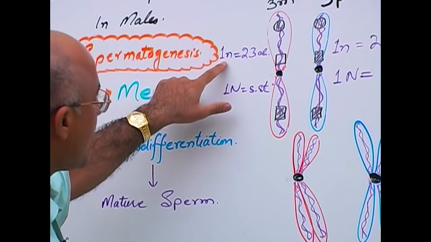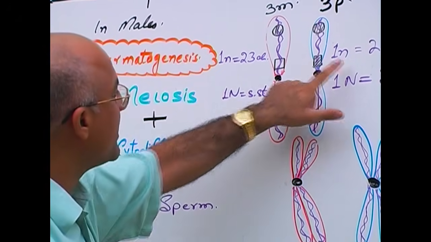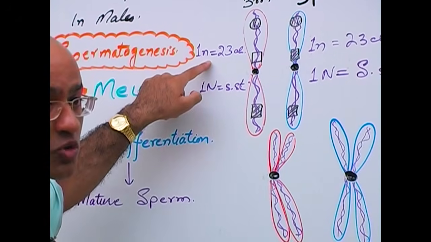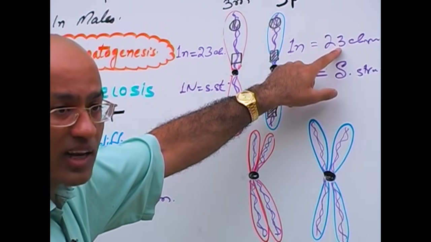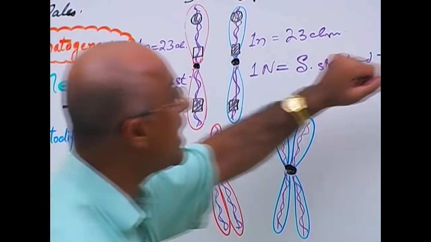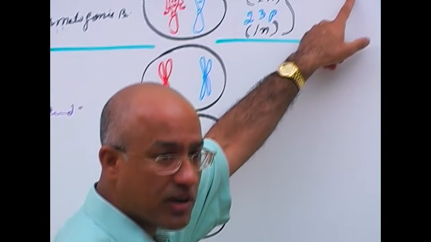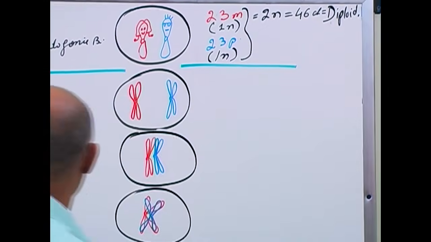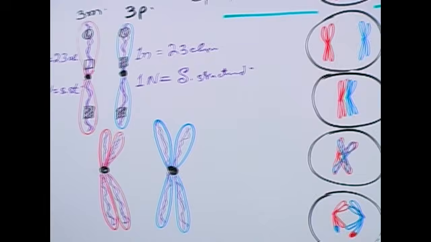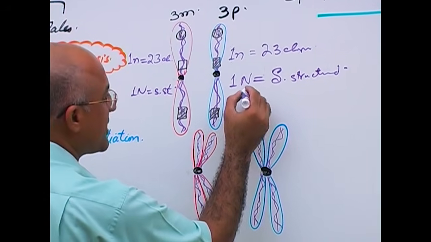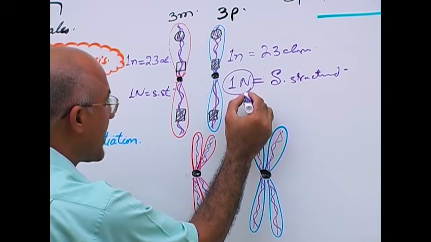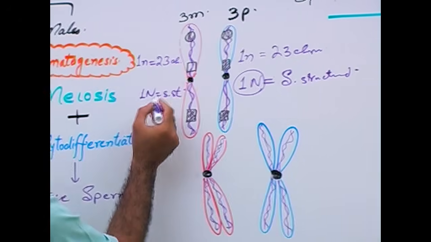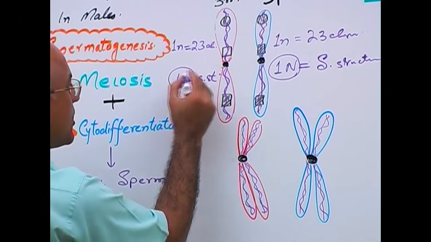So in this case, what will we say? 1 small n plus 1 small n. So what is the number of chromosomes? 2 small n. Or we can say, what is the total number of chromosomes? 46. So this cell has 46 total chromosomes and is a diploid cell. But look at the DNA of it. It has 23 single structured chromosomes from the paternal side. It has 23 single structured chromosomes from the maternal side.